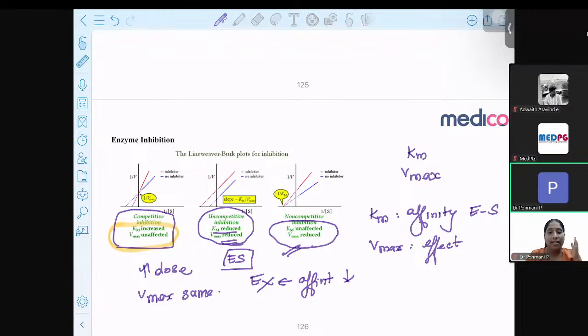If they are showing the graph alone, please remember, if both the lines meet at the y-axis, it is competitive inhibition. If both the lines meet at the x-axis, it is non-competitive inhibition. If they do not meet at all, it is uncompetitive inhibition.